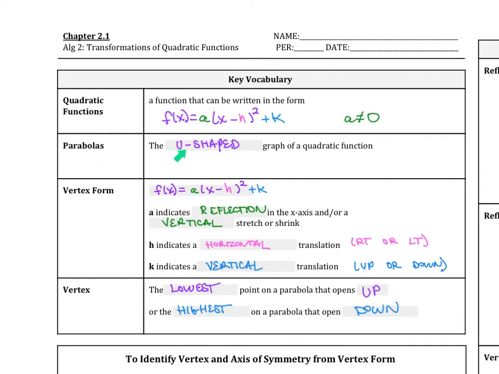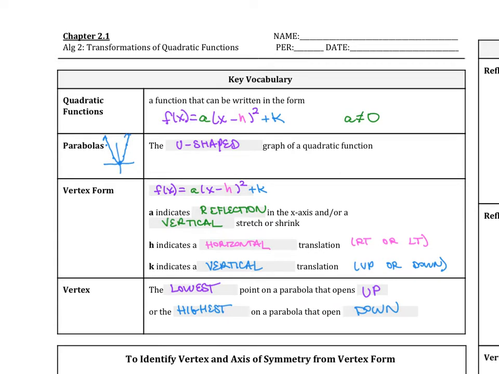Parabolas. Parabolas are the U-shaped graph of a quadratic function. So if you did the other example, we have our parabolas. Vertex is here, and we can use the pattern right 1, up 3, and then it's reflected across the axis of symmetry. So parabolas are the U-shaped graph.